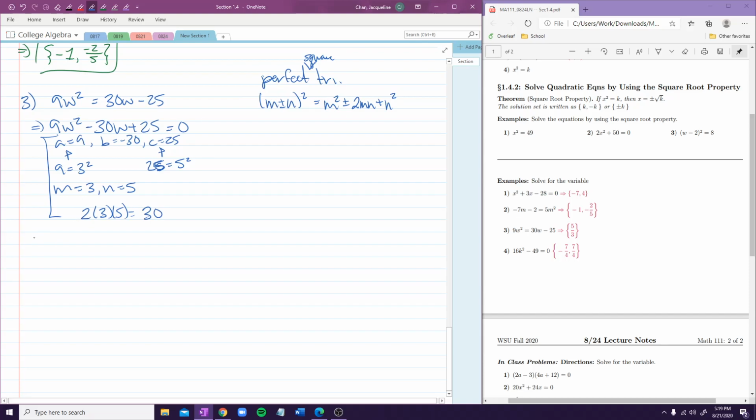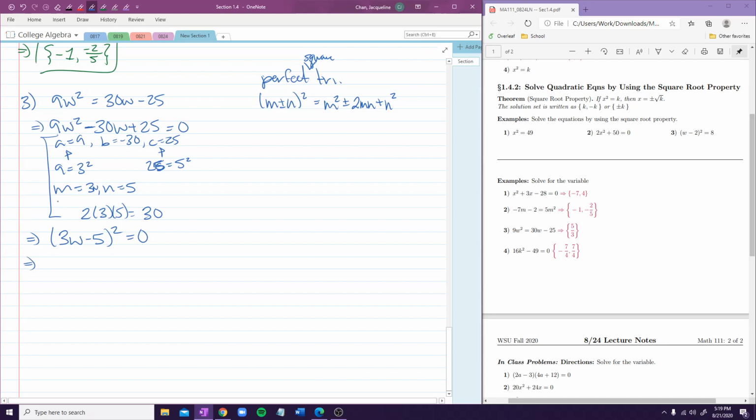Okay, so since these match these criteria, what does this tell me? This tells me I can factor this as 3w, okay, so technically m was 9w squared, or no, 3w, minus 5. And how did I pick 5? The minus 5 is because I get minus 30, so I have to make this negative.